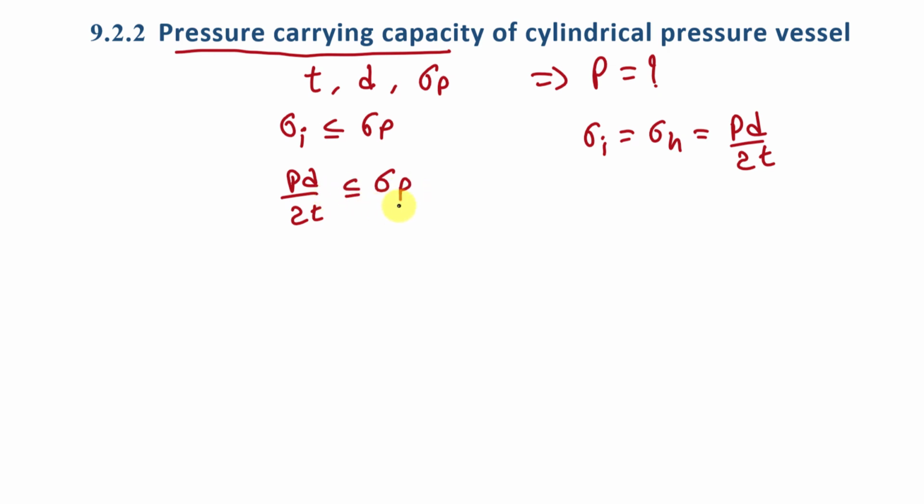And here we know sigma P, D and T. So we can find out pressure carrying capacity. We can write that P is less than or equal to 2 sigma P into T divided by diameter. Right? So from here we can find out maximum pressure carrying capacity, that is 2 sigma P T divided by D. Fine.